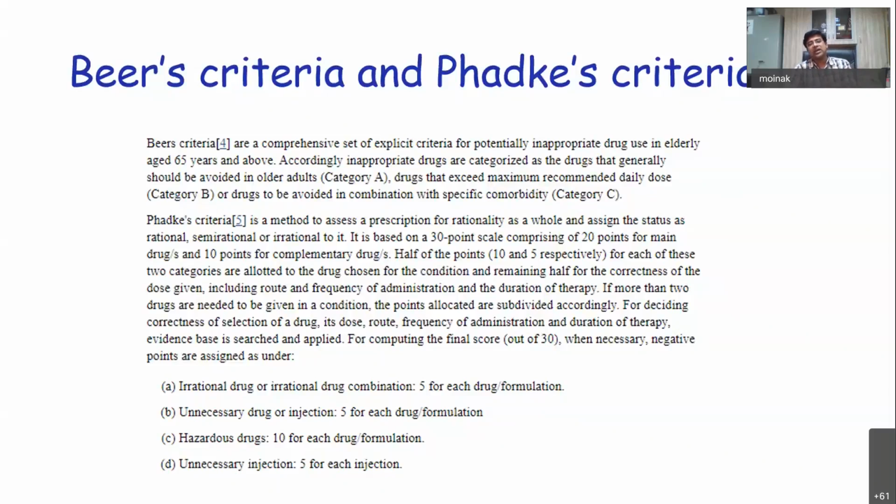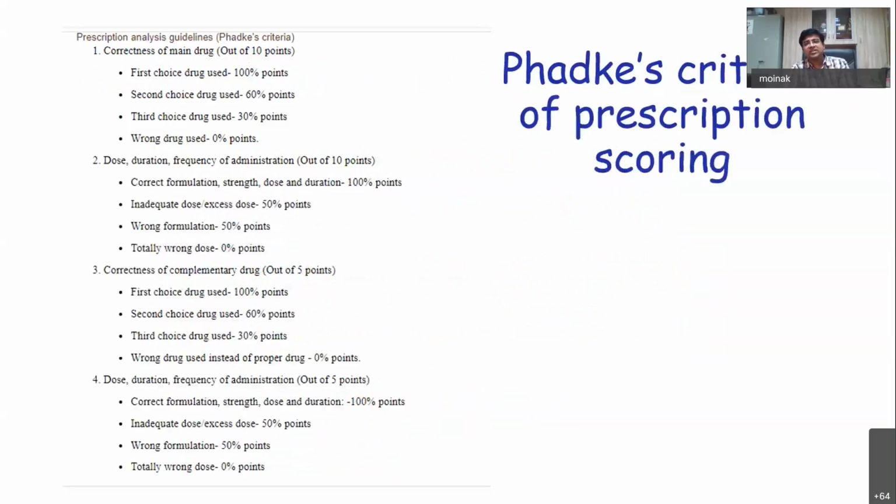And finally, they decide whether it was an irrational drug, whether it's an unnecessary drug or injection, if it's a hazardous drug, or an unnecessary injection. So this is the FUDK scoring system, which has looked at 4 main categories: the correctness of the main drug, the dose, the duration, frequency. Then the third point is correctness of the complementary drug, and the dose, duration, and frequency. And based on these two, they see whether the prescription is correctly written or not.